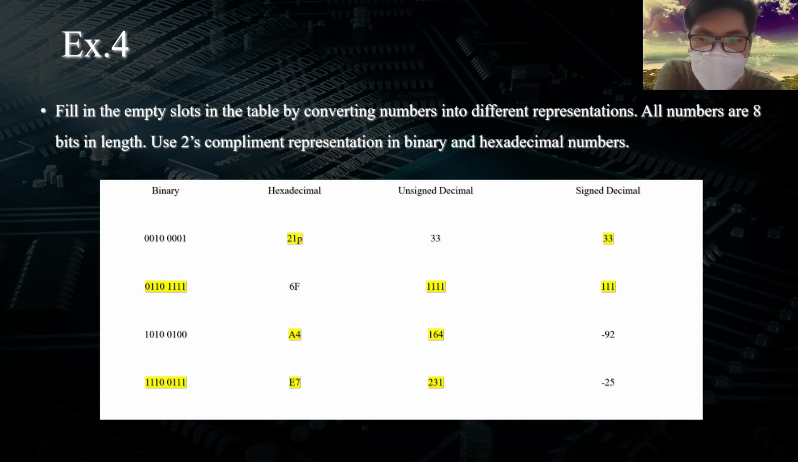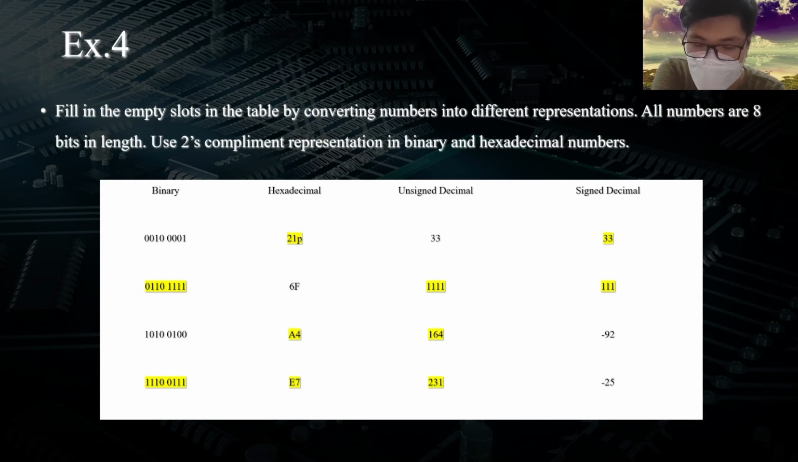In the third row we will use minus 92, and in binary 1, 0, 1, 0, 0, 1, 0, 0. To get the hexadecimal is A4 and unsigned decimal is 164.